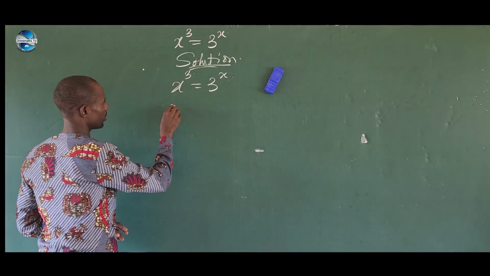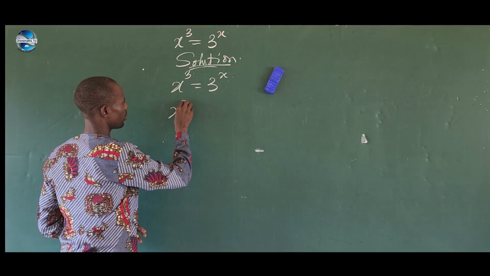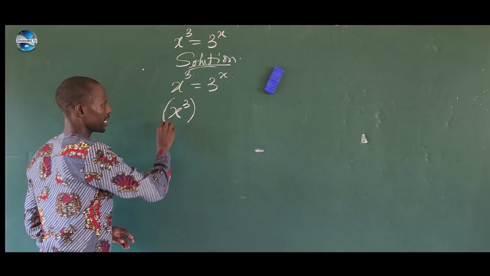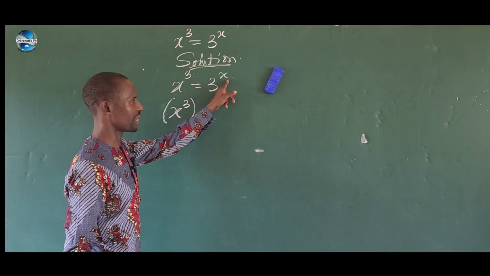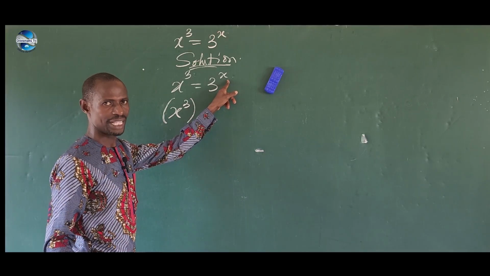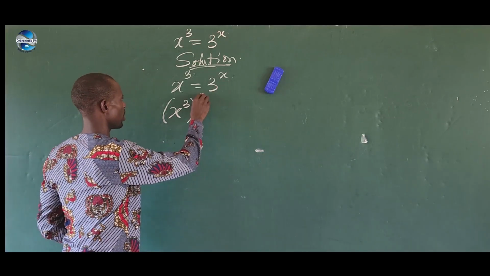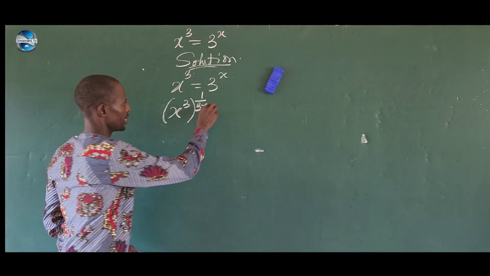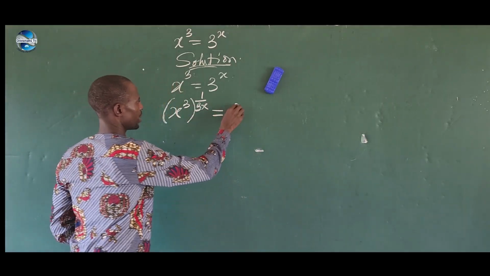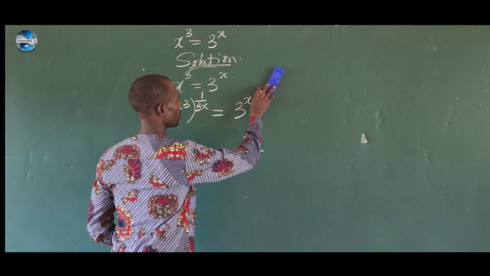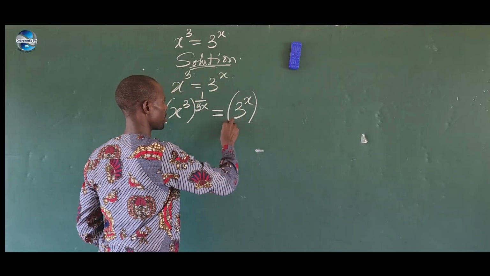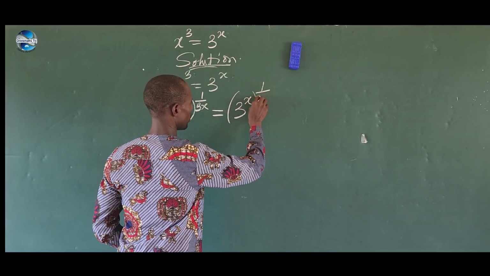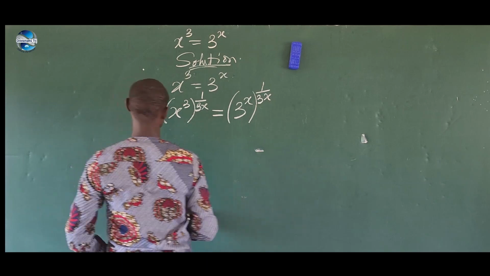So here I'm going to have x raised to the power of 3, in bracket, like I said, multiply this by this will give us 3x. Find the reciprocal of 3x, that will be 1 all over 3x, right? This is equal to, I do the same thing to this side, 3 to the power of x, raised to the power of 1 all over 3x.